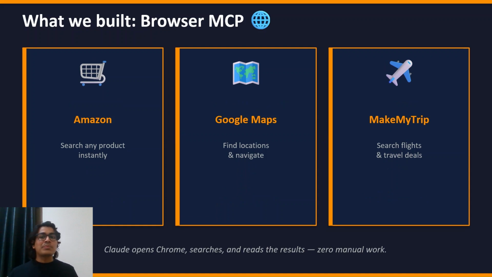Same way with Google Maps, you can ask it to navigate the shortest route to a certain place. So again, this can be done, right? You can ask it to go to MakeMyTrip and search for some flights, right? So everything can be done using MCP.